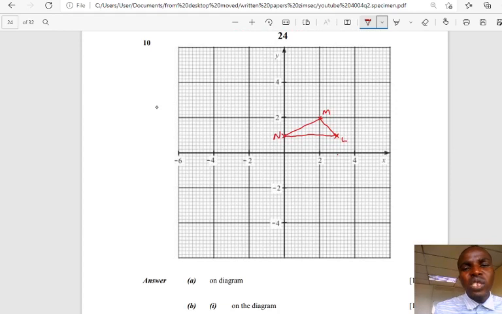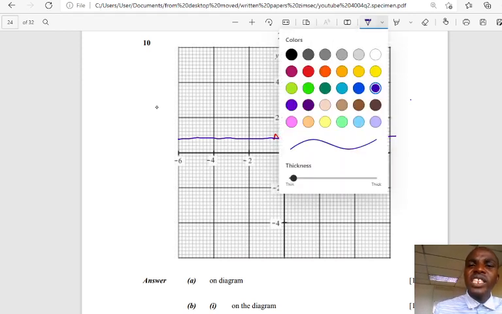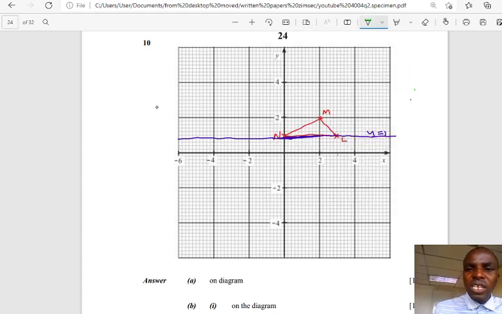So you draw the line y = 1. You just go where there's y = 1 here. Then you draw like this one. Then you label y = 1. Then let's now reflect that triangle on this line. How can you reflect that triangle on this line now? Right, you mark this point. N and L are still there. Then M will be where there's 2 here.